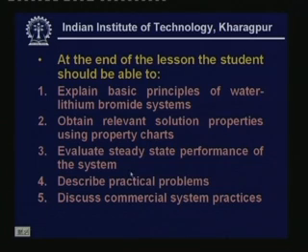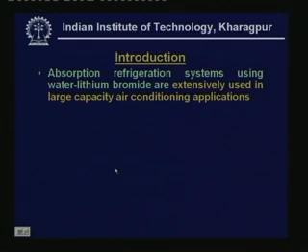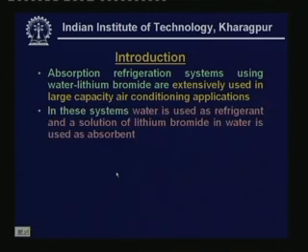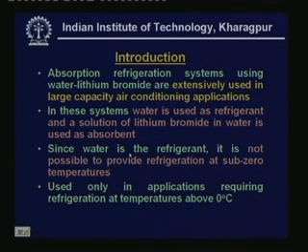System practices. Let me give a brief introduction. Absorption refrigerant systems using water lithium bromide are extensively used in large capacity air conditioning applications. In these systems, water is used as refrigerant and a solution of lithium bromide in water is used as absorbent. Since water is the refrigerant, it is not possible to provide refrigeration at sub-zero temperatures. As a result, these systems are used in applications where the refrigeration temperature is above 0 degree centigrade.